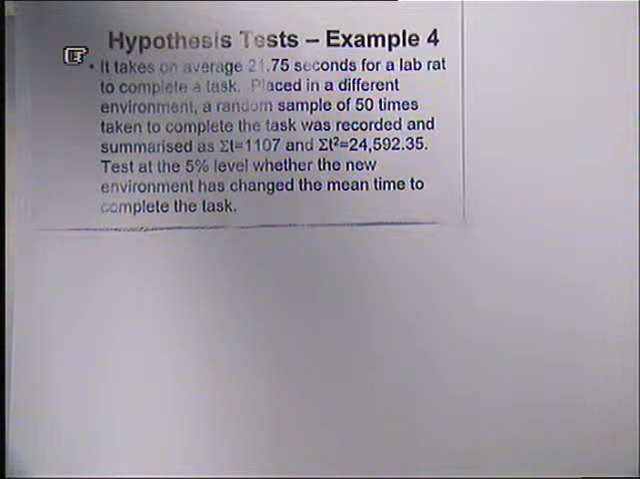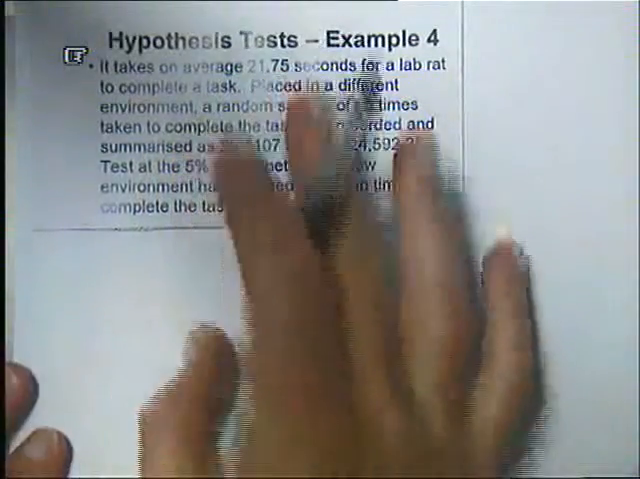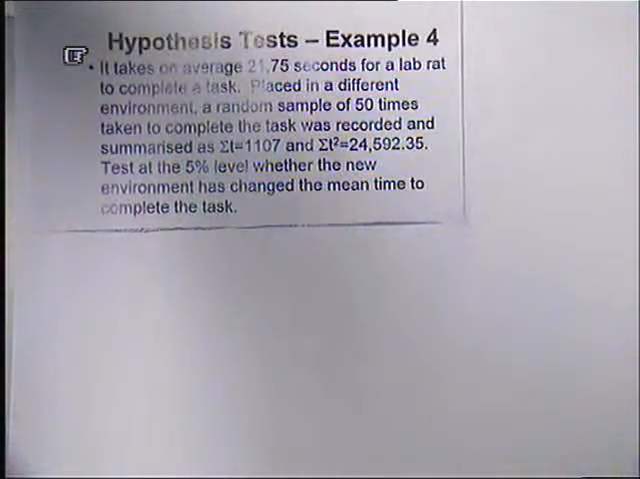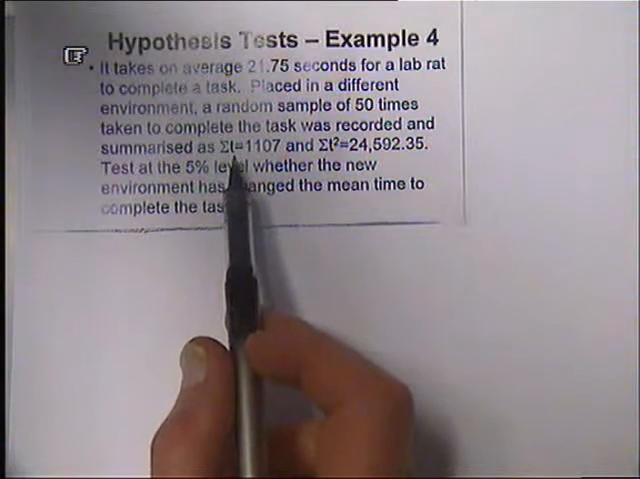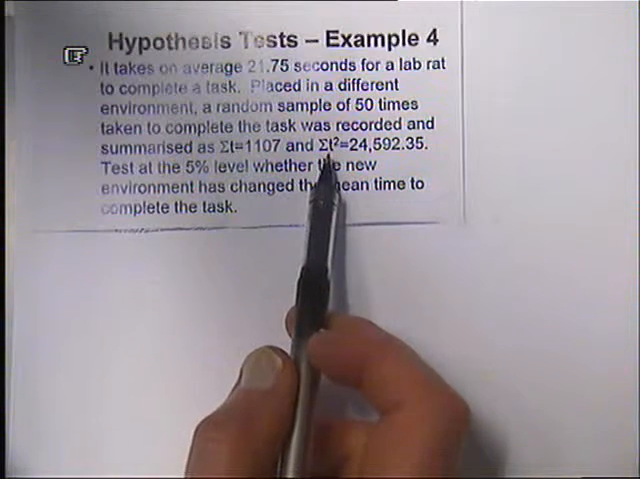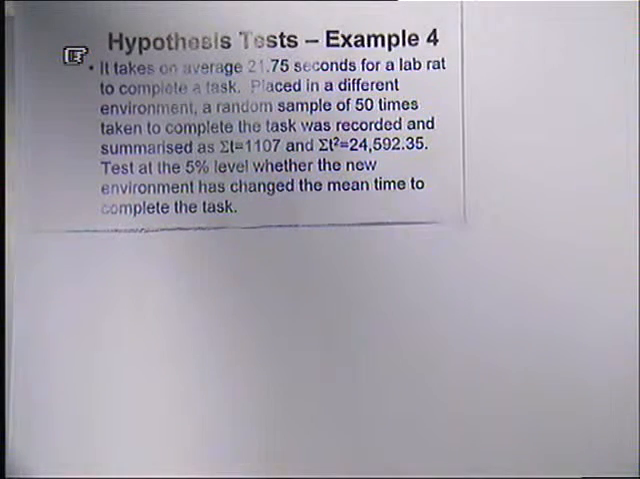Okay, here we go. Next example, example 4. It takes on average 21.75 seconds for a lab rat to complete a task. Placed in a different environment, a random sample of 50 times was taken to complete the task. The data was recorded and it was summarised in the figures we have here: the sum of the times and the sum of the squares of the times. Test at the 5% level whether the new environment has changed the mean time to complete the task.